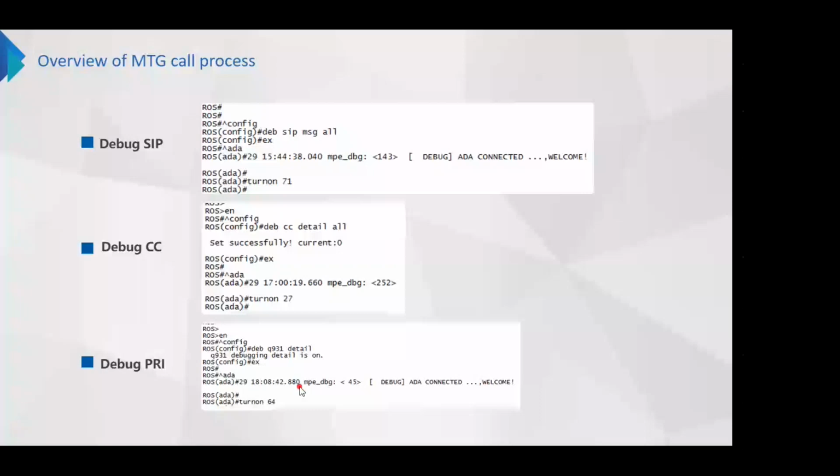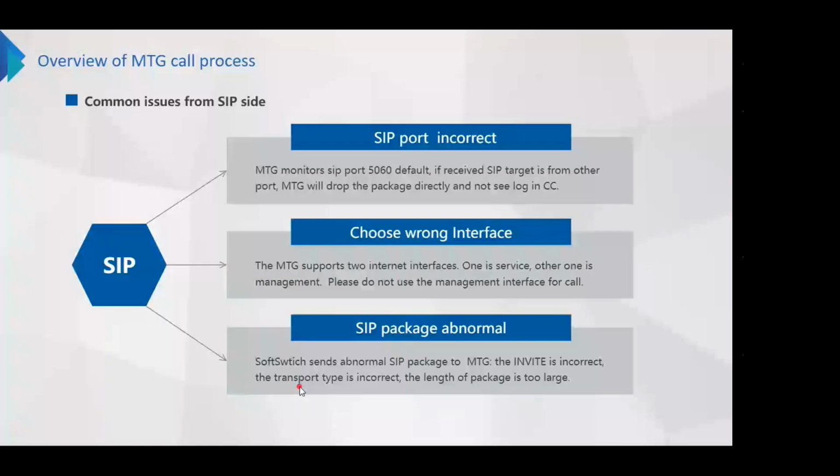Okay. Besides the command line, I'll give you some common issues. I want to share some basic ideas for the common issues on the SIP side or maybe the CC side. Normally, when a customer has a problem, you check from the SIP side. On the SIP side, there are 3 or maybe 4 problems that always happen in our MTG or SIP servers. Sometimes you use the wrong SIP port number.